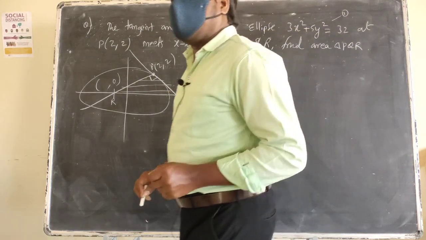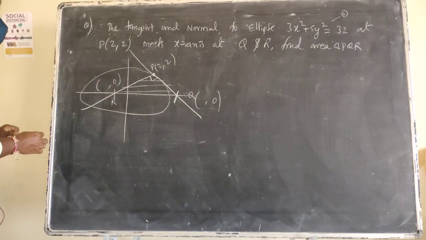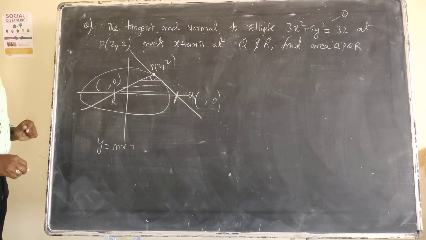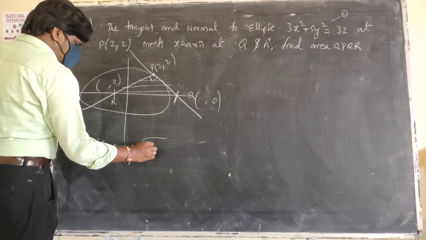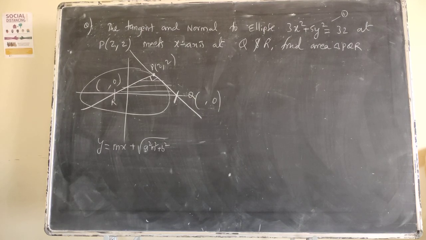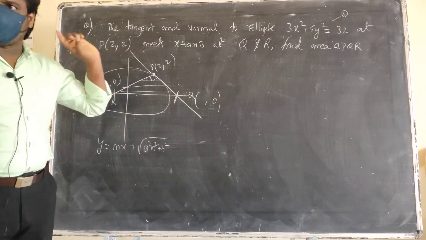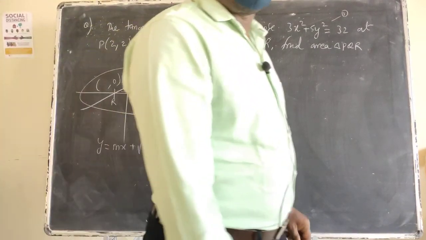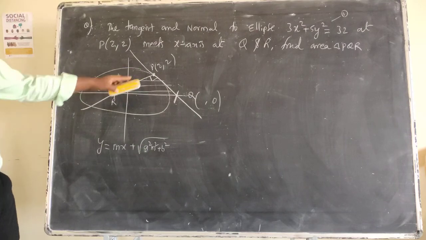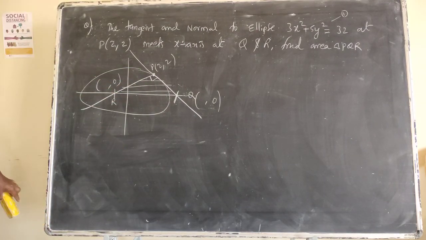So what is the equation of the tangent here? Can anybody say the formula? y = mx + √(a²m² + b²). This is the formula, but here finding m is difficult. I do one thing: I'll use the point form of the equation, not the slope form. The slope form is used when the slope is given, but here the point is given, so the point equation should be used.